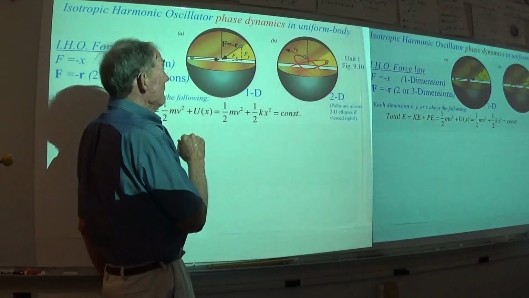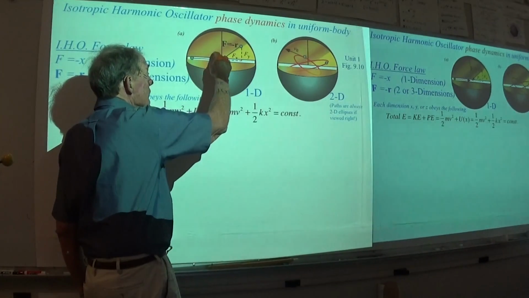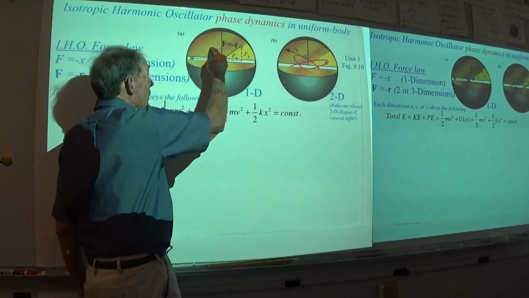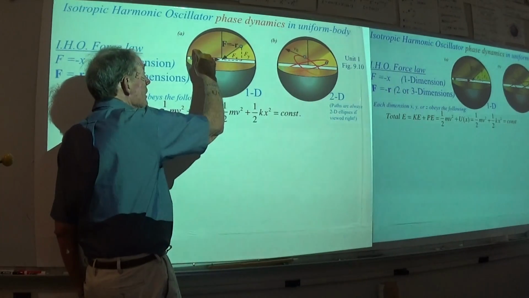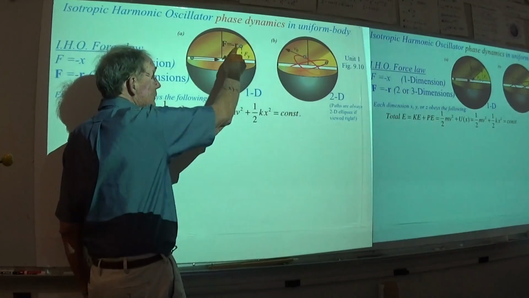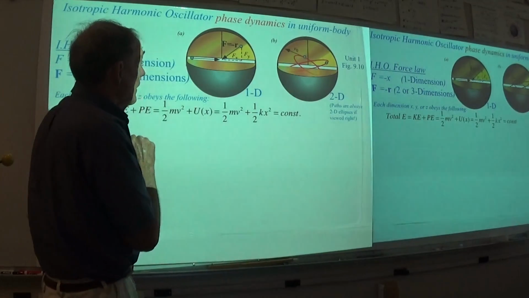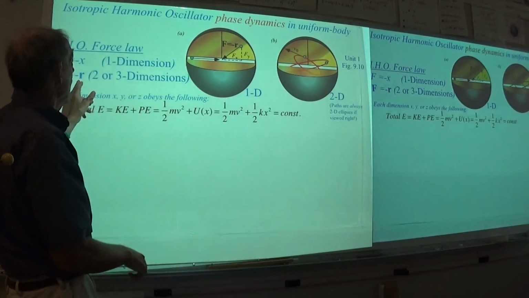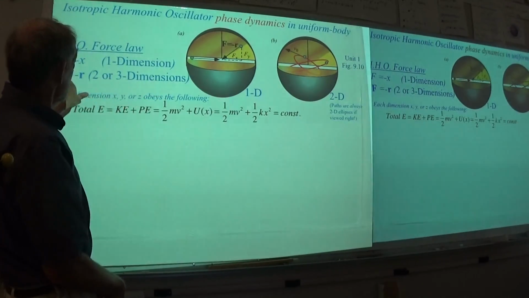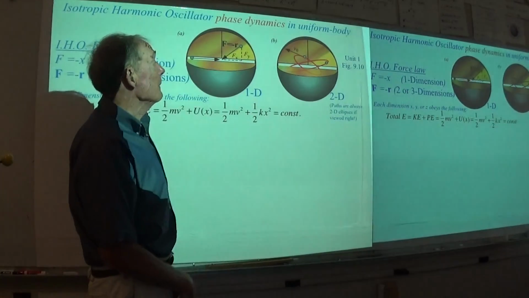So wherever you are in this thing, the force that you're feeling, very small as you approach the center, getting larger as you move away linearly, is just a vector pointing opposite to the position vector that locates it. And therefore, the 2 or 3 dimensional equation written in vector notation is as stated here.